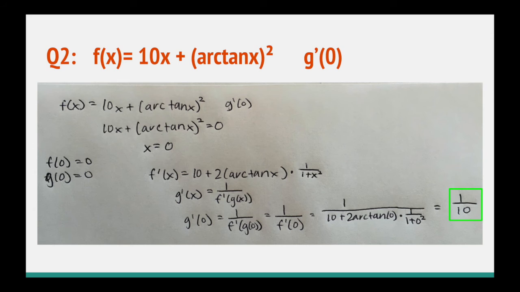Now we plug that into g prime of x, which is 1 over f prime of g of x. Plugging in 0, g prime of 0 equals 1 over f prime of g of 0. We already know that g of 0 is 0, so we substitute that in, which is 1 over f prime of 0, which equals 1 over 10 plus 2 arctan 0 times 1 over 1 plus 0 squared, which should equal 1 over 10.